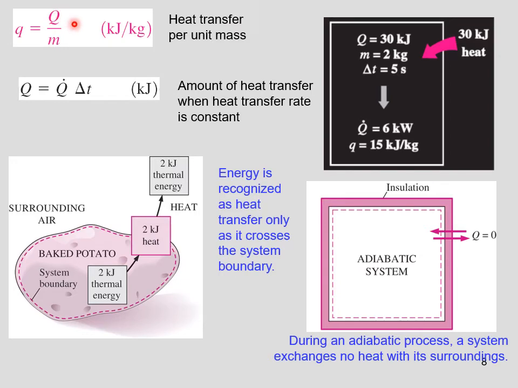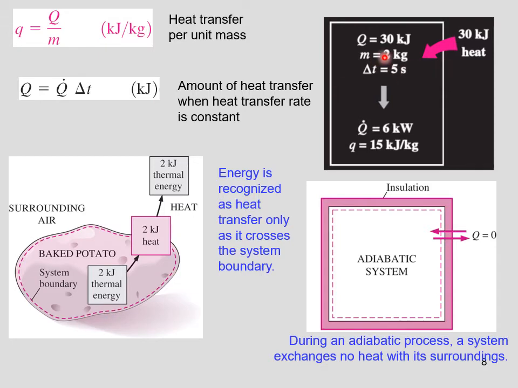So from the previous slide, if Q is the heat transfer in kilojoules, we can define the heat transfer per unit mass, small q, as big Q divided by M. And again, we'll have units of kilojoules per kilogram. Another term we often see is what's known as the heat transfer rate, which is the kilojoules per second, let's say. So if we know the heat transfer rate, we can multiply by the time to get capital Q. Again, that'll be in kilojoules.